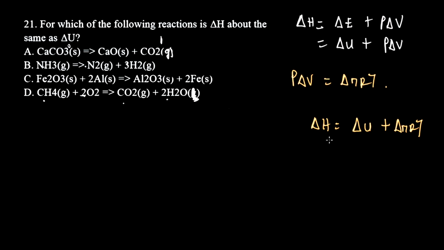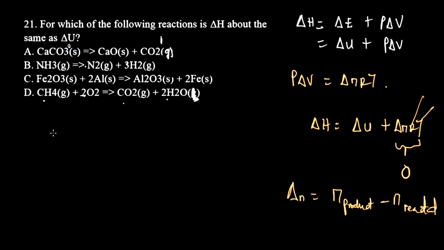So we can only have ΔH equal to ΔU if this term is 0, and because R and T are constant, they cannot be the variable. So the only variable is Δn, and Δn is the number of moles of the gaseous products minus the number of moles of the gaseous reactants. Take note that we're only dealing with gaseous ones. Looking at this, the change in n is we have 1 here, and this is 0. So 1 minus 0, so this is 1.